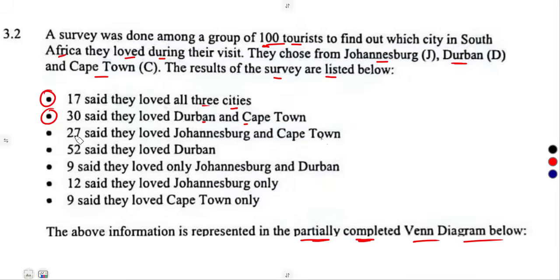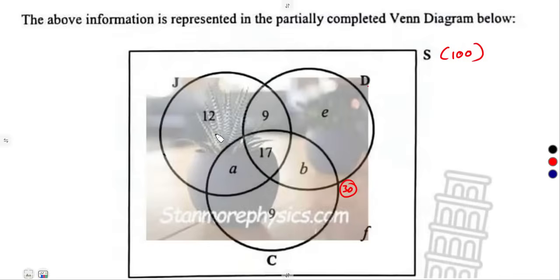Then we also have 27. They loved Johannesburg and Cape Town. There is no only there. So the 27 is also in between Johannesburg and Cape Town. That is where the 27 is. So we've got 27 here.